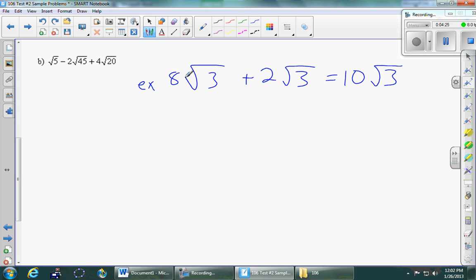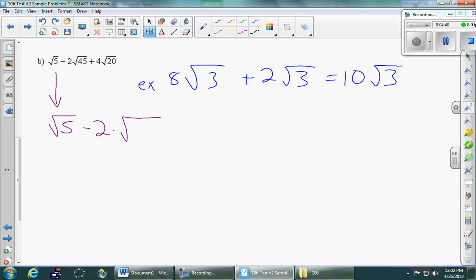Okay, so let's see if we can get the current problem, part B here, to look like something with like radicals. Square root of 5 is about as simple as it's ever going to be. We just copy it. Minus 2 times. But the square root of 45 we can do something with.